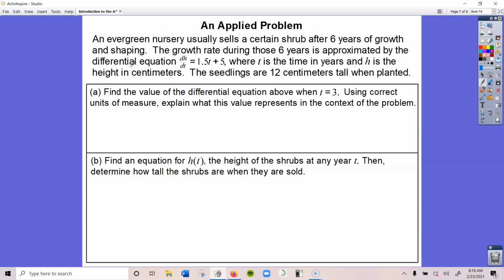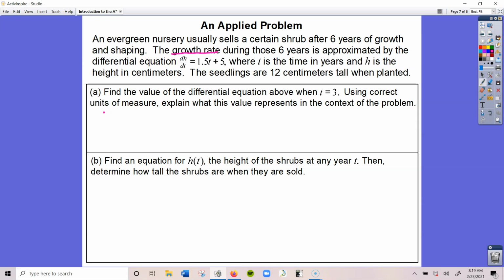So part A says to find the value of the differential equation above when t is equal to 3. Using correct units of measure, explain what this value represents in the context of the problem. Now, whenever you see notation like this, dh dt, this is a derivative equation. So this is a rate, and it even tells you here that this represents the growth rate. So if you are evaluating for something like this, now normally we like to use function notation, but it's hard when it's written like that.